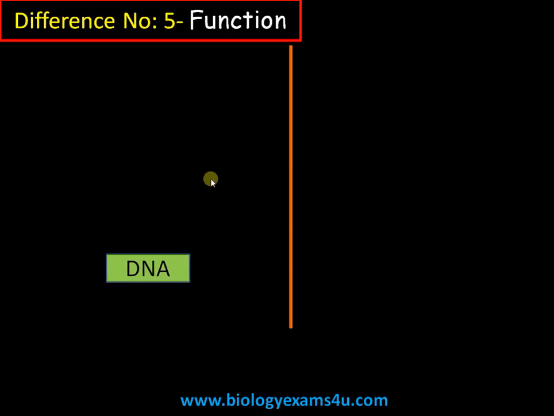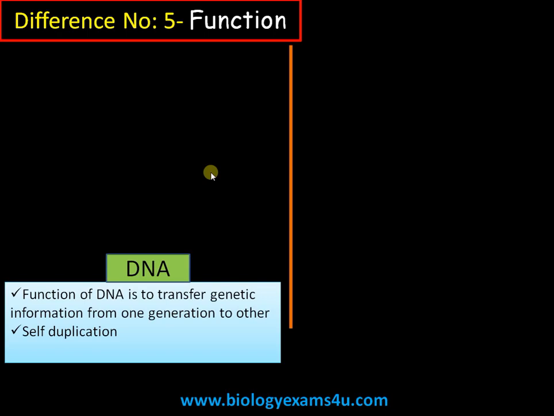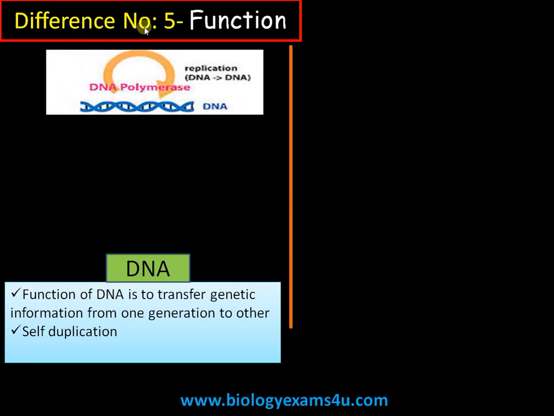Difference number 5, that is regarding function. DNA is a genetic material in all organisms. It is responsible for the storage of genetic information and transfer of genetic information from one generation to another. It is capable of self-duplication. It has a self-repair mechanism. Copies are made and that is distributed to daughter cells.